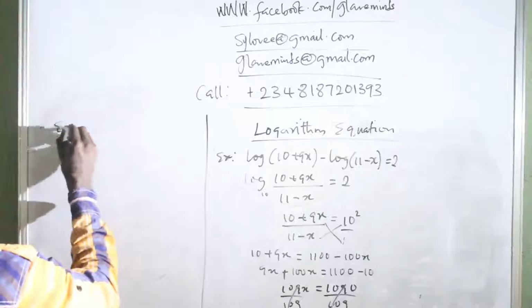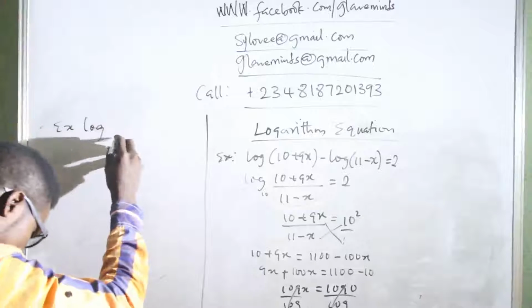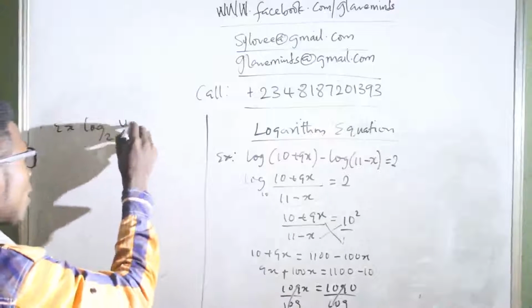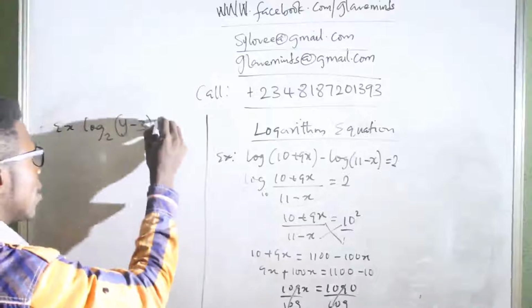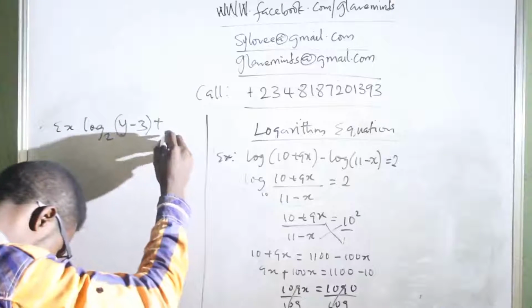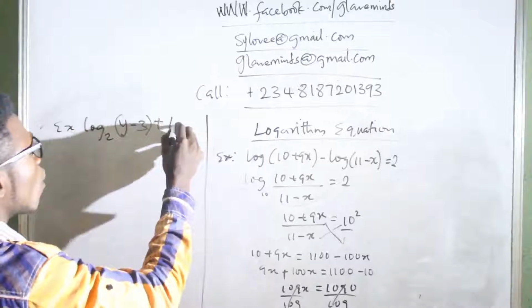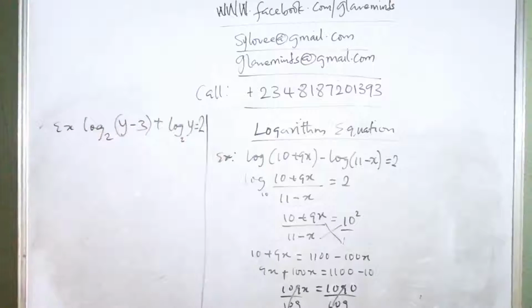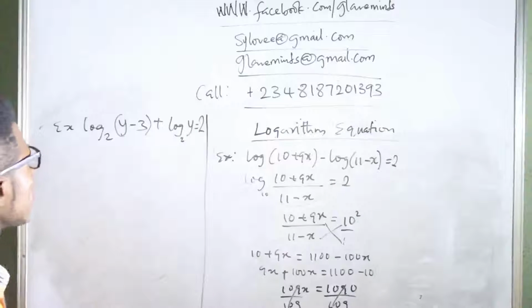Now, we have log (2y minus 3) plus log y base 2 equals 2. I want to find the value of y. Pretty simple, right? Let's see how it goes.